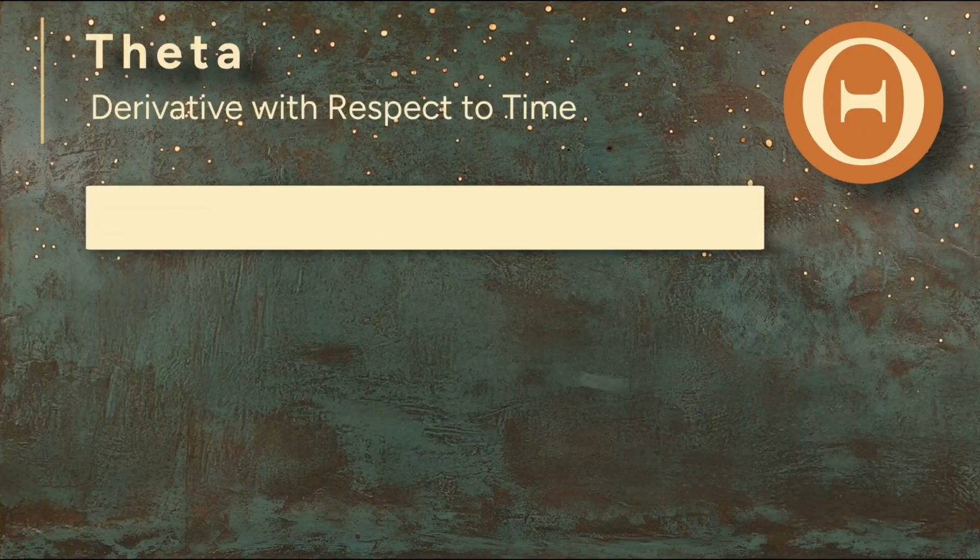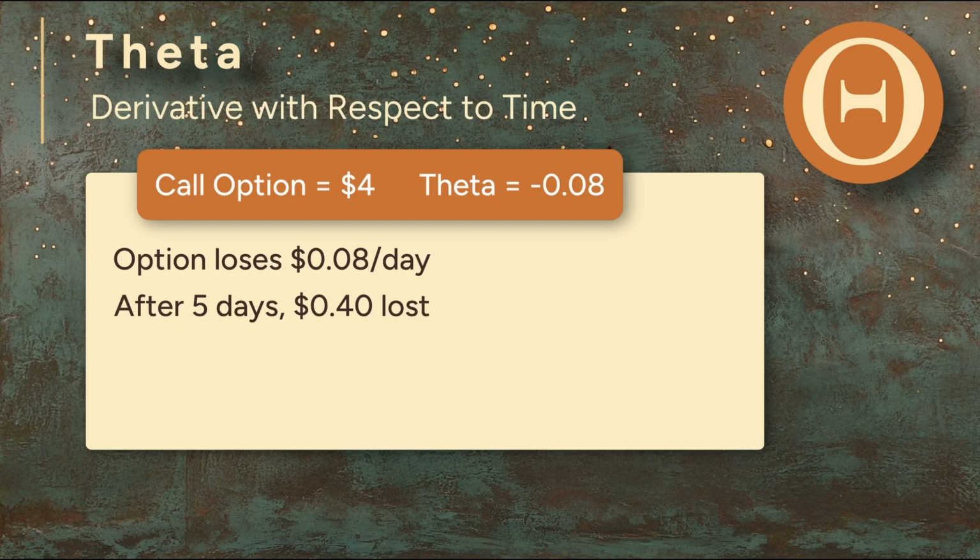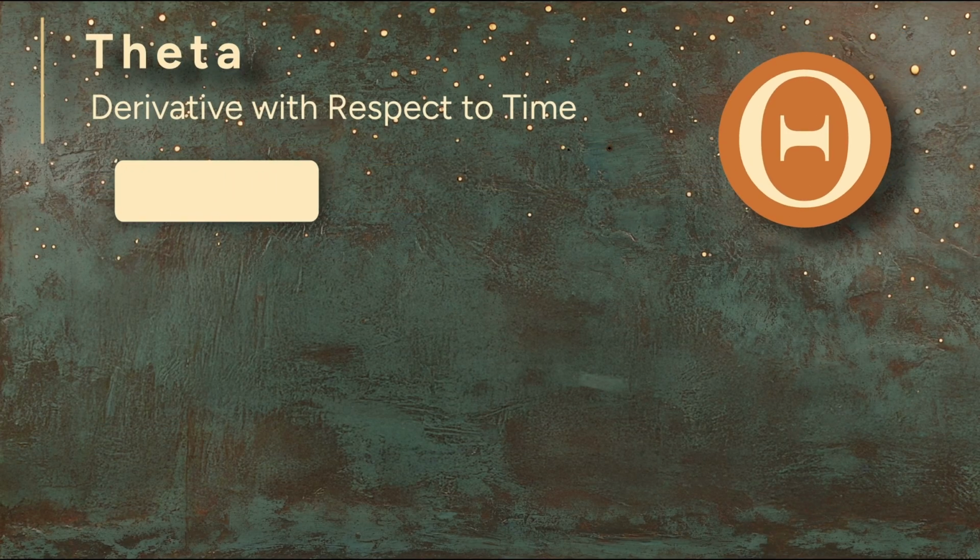Suppose you own a call option worth $4 with a theta of negative 0.08. That means each day that passes, the option loses about 8 cents in value, purely from time decay. After 5 days, if nothing else changes, it will have lost about 40 cents in value, so it would now be worth roughly $3.60.